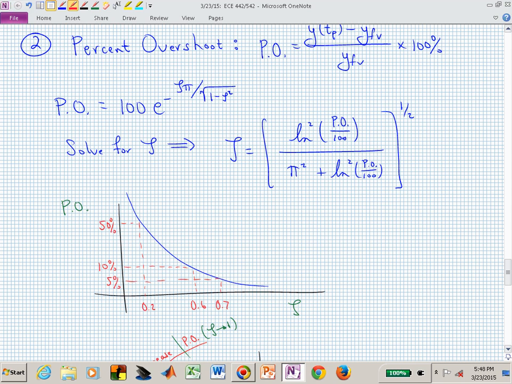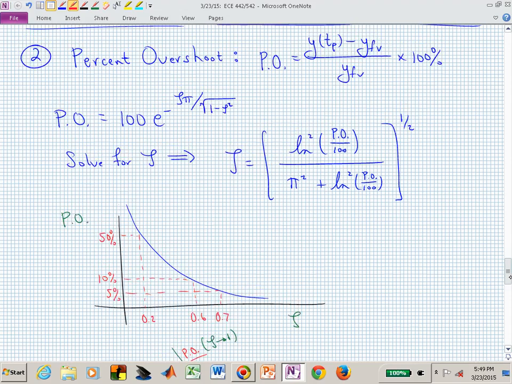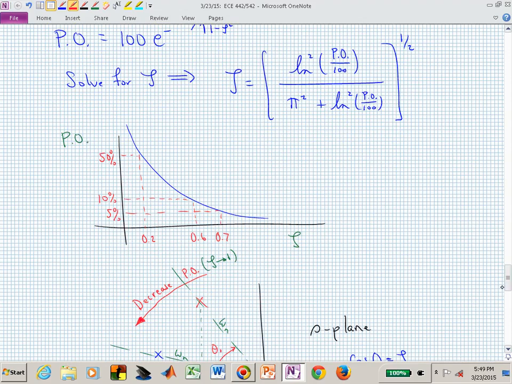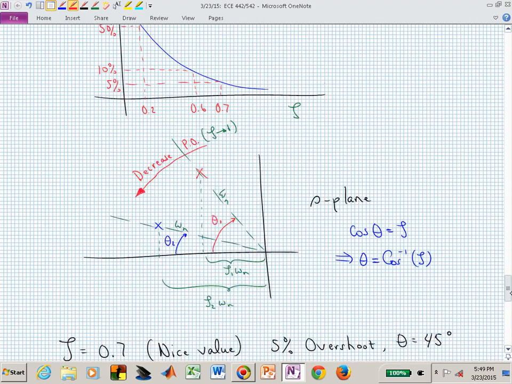Now if somebody gives you 5% for an overshoot, you use the 5 for PO. PO is 5 divided by 100 in that argument for the natural log squared. And a 5% overshoot is roughly 0.7 for zeta. And now the relationship maybe, it's getting a little bit busy, isn't it?